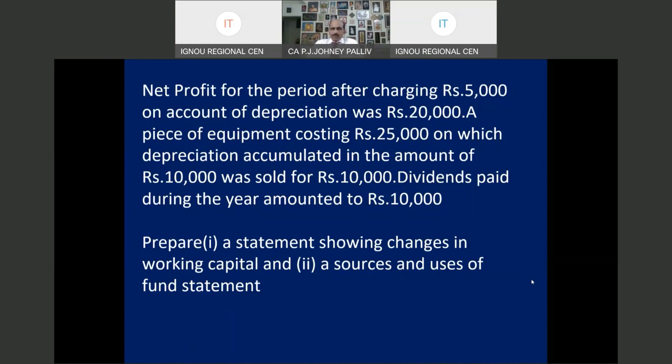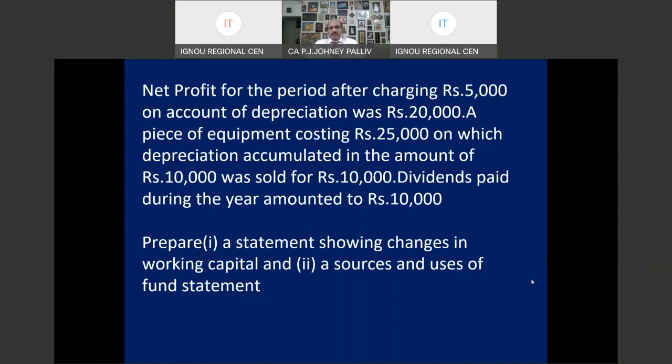Now, further they say, dividend paid during the year amounted to rupees 10,000. Dividend is not an expenditure. Dividend means sharing of profit. Dividend is out of profit only. Therefore, when you say dividend paid, it is not an expenditure, it is a sharing of profit, which is 10,000.